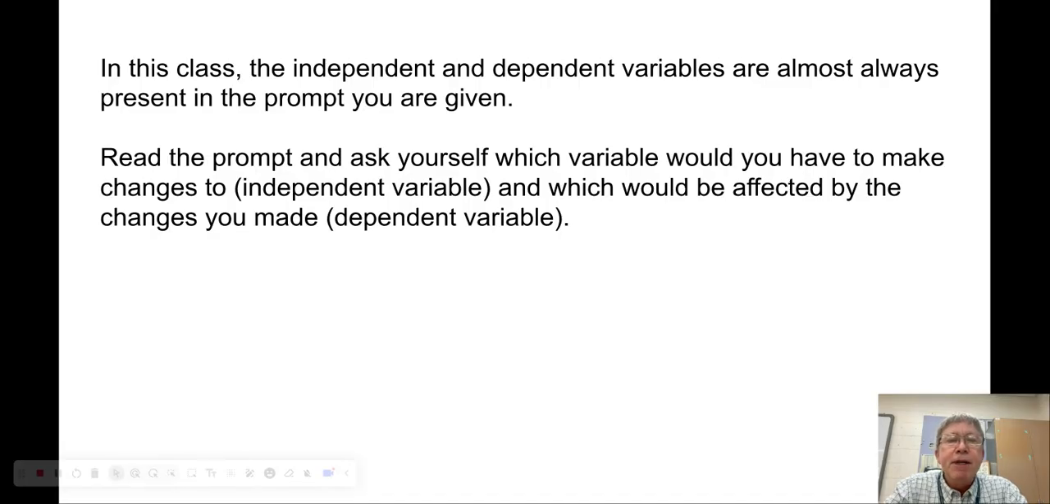So in this class, the independent and dependent variables are almost always present in the prompts that I give you, whether it's in a daily activity or in your tests. So here's my advice to you. Just read the prompt and then ask yourself which variable. First of all, the variables will be present in the prompt, guarantee you. When you read that first sentence of the prompt, there will be two variables in there. You just want to ask yourself, which of these variables could I make changes to? And which of these variables would be affected by the changes that I made? That would be your dependent variable.